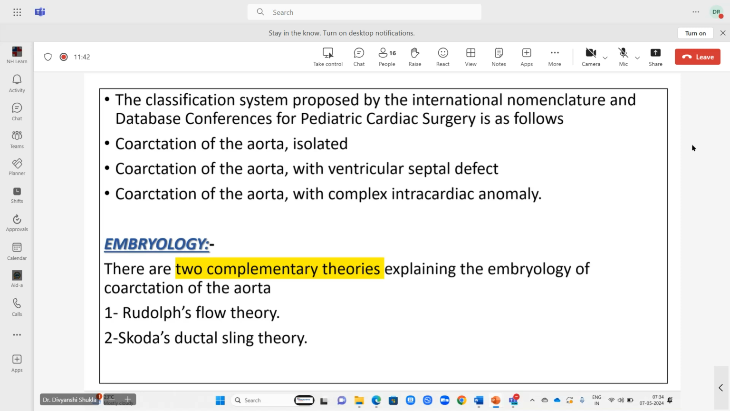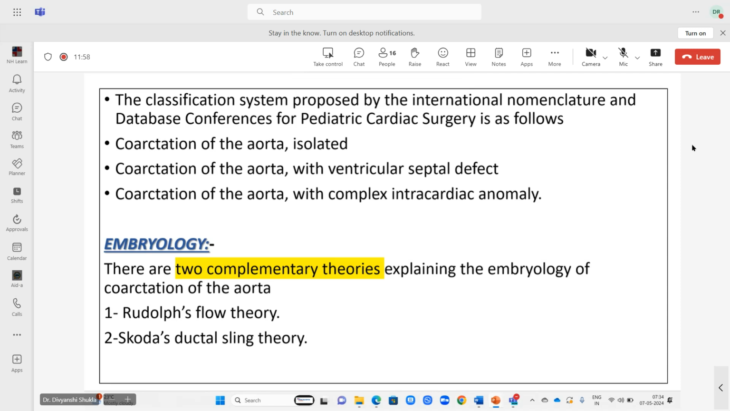The classification system proposed by the International Nomenclature and Database Conference for Pediatric Cardiac Surgery is coarctation of the aorta isolated, coarctation of the aorta with VSD, and coarctation of the aorta with complex intracardiac anomaly.